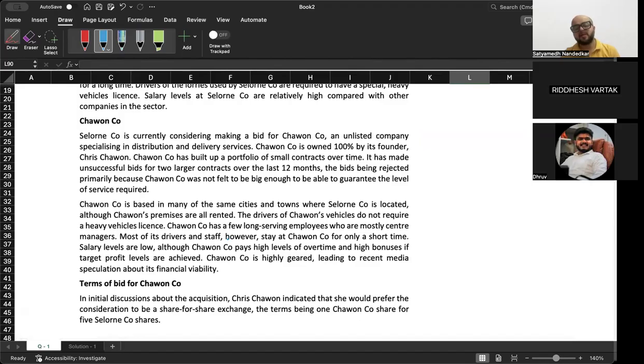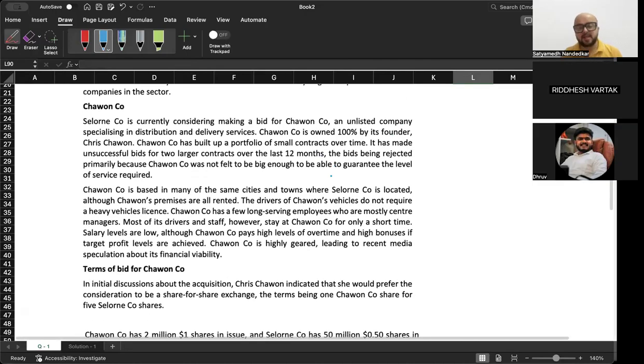Selorne is currently considering making a bid for Chavon Company, an unlisted company specializing in distribution and delivery services. Chavon Company is owned 100% by its founder, Chris Chavon. Chavon Company has built up a portfolio of small contracts over time. It has made unsuccessful bids for two large contracts over the last 12 months, the bids being rejected primarily because Chavon Company was not felt to be big enough to be able to guarantee the level of service required. It is based in many cities and towns where Selorne is located, although Chavon's premises are all rented.